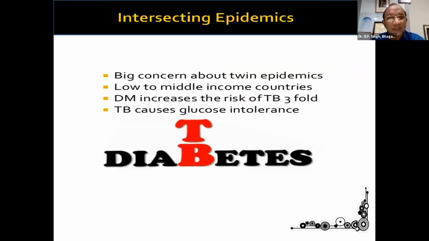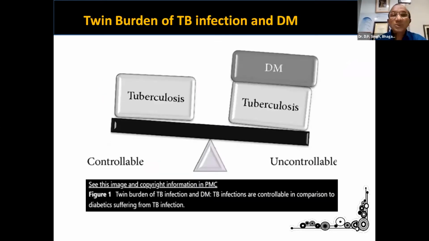In low to middle income countries like India, we have a lot of problems. TB increases the risk of diabetes twofold, but diabetes increases the risk of TB threefold. So if there is tuberculosis alone, we can control it by drugs. But if TB is associated with diabetes, the problem becomes difficult to control.